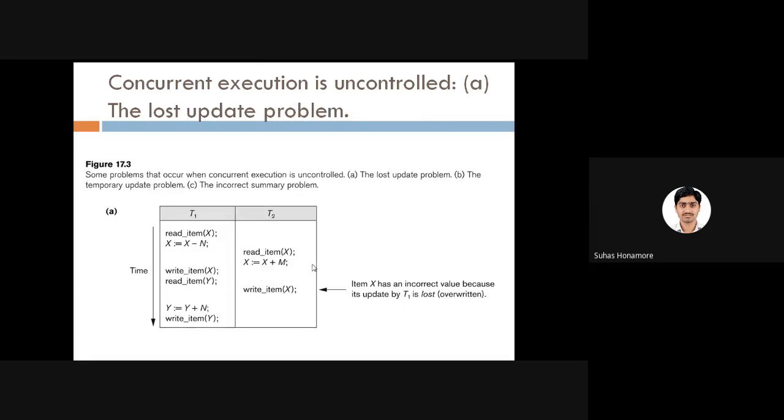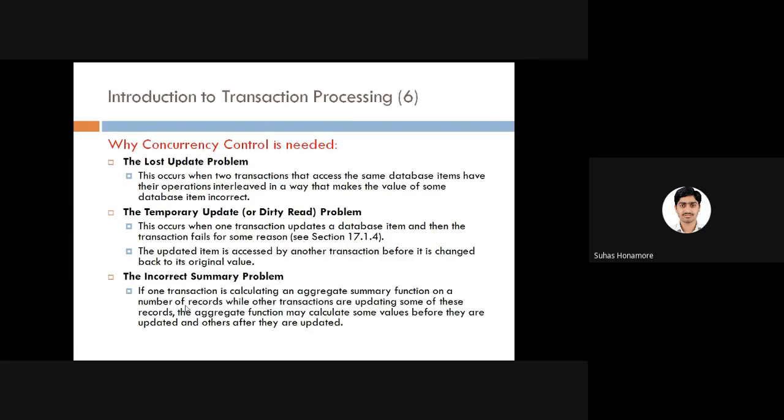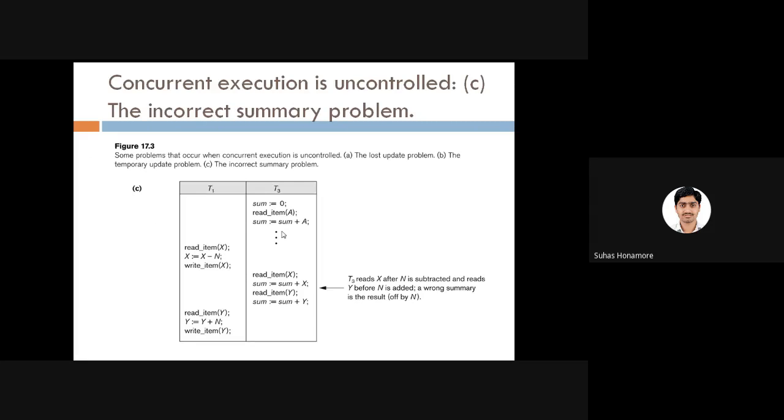The third one is the incorrect summary problem. If one transaction is calculating an aggregate summary function on a number of records, while another transaction is updating some of these records, then the aggregate function may calculate some values before they are updated. For example, consider that transaction T3 is calculating the aggregate of some records, say A to Y, some n records. For all records it is doing the sum, and then it calculates the aggregate.